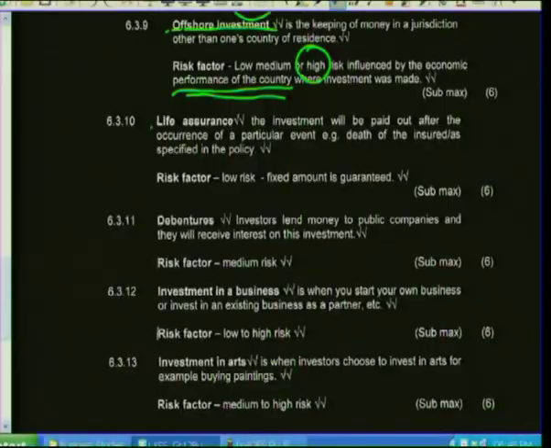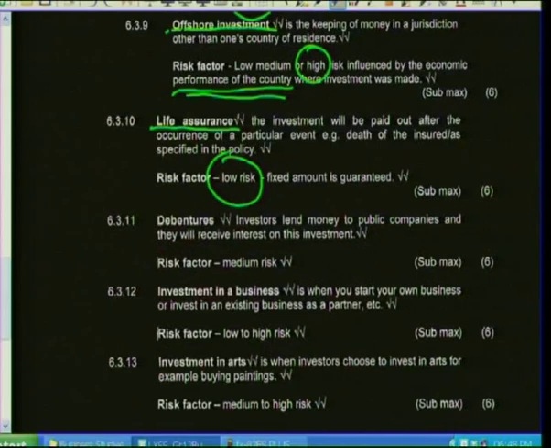medium risk. I also added in here life assurance because that can also be an investment. If I invest into this policy every single month, it will pay out if something happens. In other words, if I die. But my beneficiary, my wife, my husband, my kids, whoever I leave that money to, they will benefit at the end. So it is definitely low risk because a fixed amount is guaranteed for the day that I pass away.